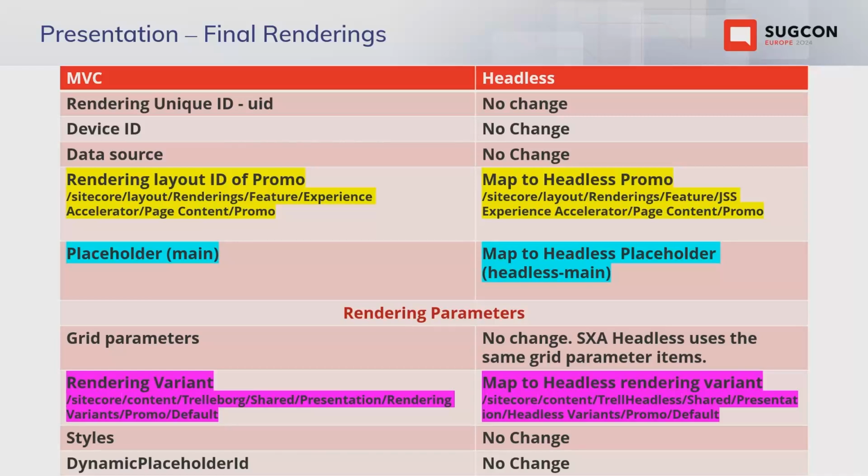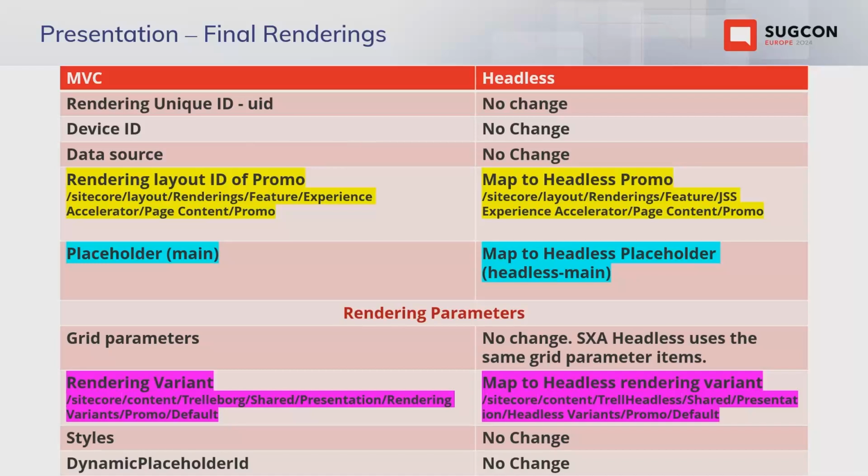Grid parameters, in this there are multiple things, right? In grid parameters, rendering variant will be present. So you have to find what is the rendering variant ID. You have to map it. So if you have multiple things, then you have to map styles. You will be using styles in SXA. There is no need to change. And dynamic placeholder ID. Dynamic placeholder ID decides in which position all these components are present, right? So all these things need not change. The only thing you have to change is what is highlighted.